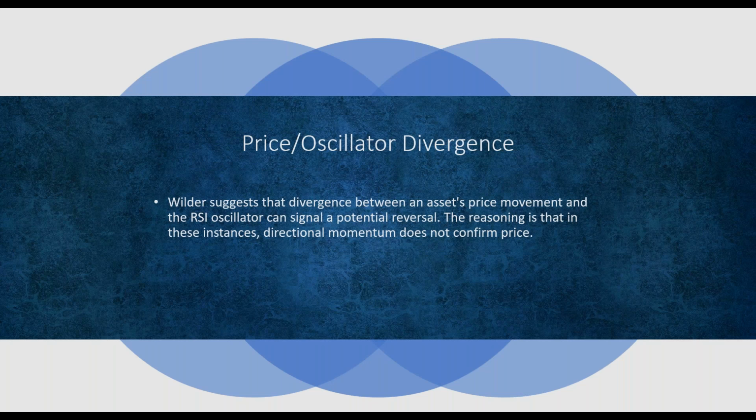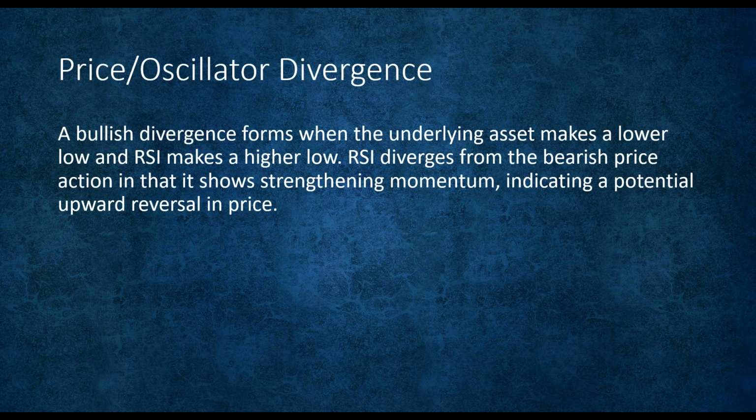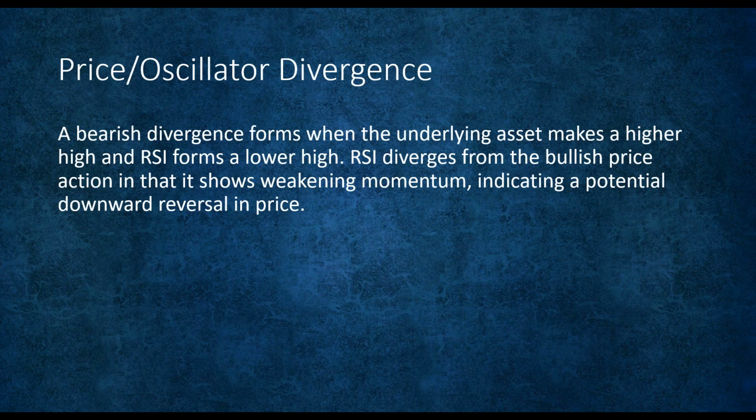Now, Wilder suggests that divergence between the asset's price movement and the RSI oscillator can signal a potential reversal. The reasoning is that in these instances, directional momentum does not confirm price. A bullish divergence forms when the underlying asset makes a lower low and RSI makes a higher low. RSI diverges from the bearish price action in that it shows strengthening momentum, indicating a potential upward reversal in price.